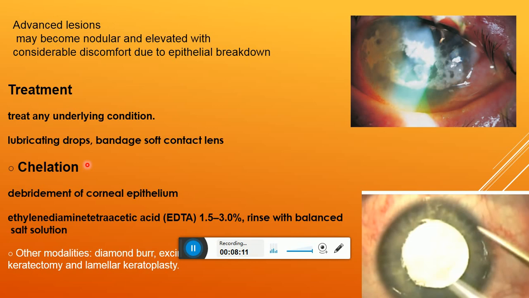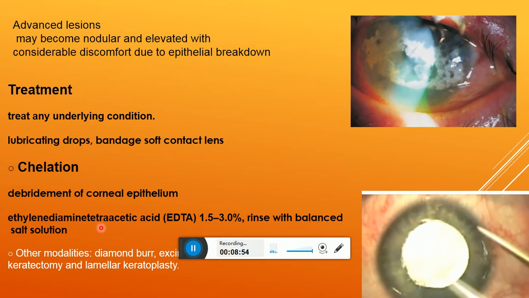The first treatment is chelation. Chelation is simple and effective for relatively mild cases, performed using a microscope. The corneal epithelium overlying the opacity and a solid layer of calcification are first scraped off with forceps and a number 15 scalpel blade. The cornea is then rubbed with a cotton tip applicator dipped in a solution of ethylenediaminetetraacetic acid, EDTA, 1.5 to 3%, until all the calcium has been removed.